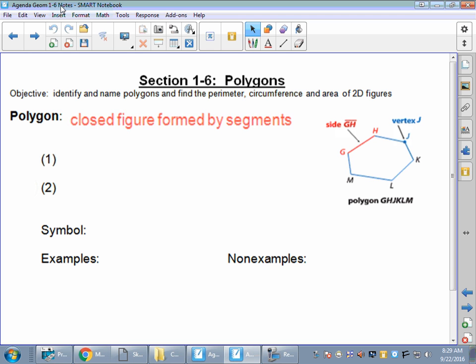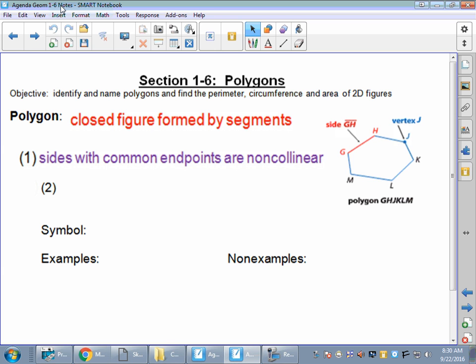A polygon is any closed figure formed by segments. So you know we've been talking about segments, lines, and rays. Well, each side has to be a segment. We know that segments are straight. There's no curves involved. Sides with common endpoints are non-collinear. So you can't have a polygon that's two sides, but it looks like one straight line. They have to be non-collinear. And each side intersects only at the endpoints.